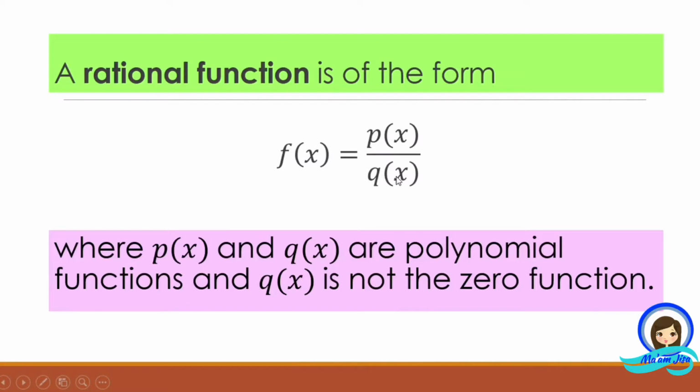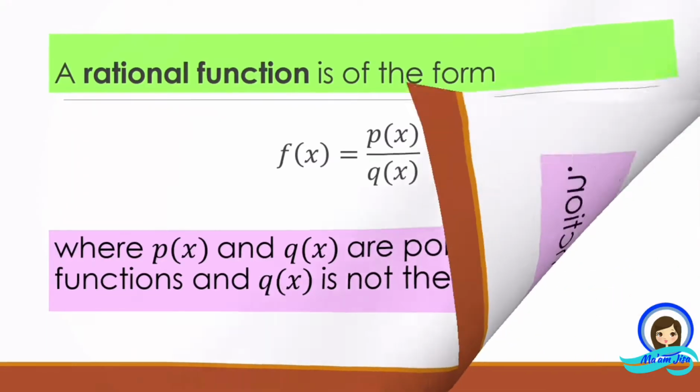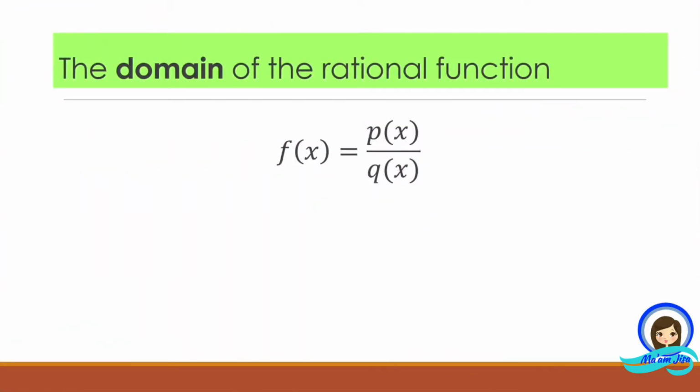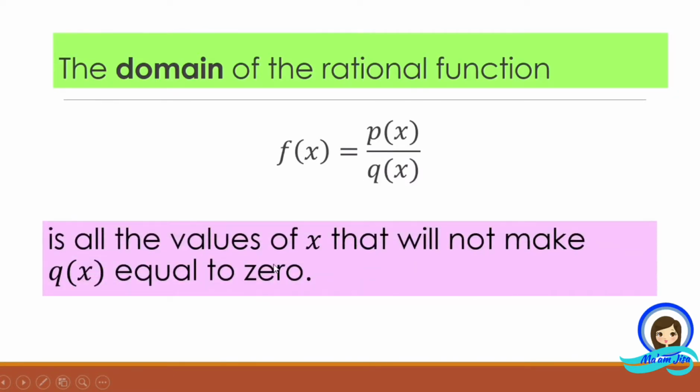Q of x, or the one in the denominator, should not be equal to 0 because it can make the function undefined. So the domain of the rational function f of x equals p of x over q of x is all the values of x that will not make the q of x equal to 0. In other words, values of x that can make the denominator 0 are not included in the domain.